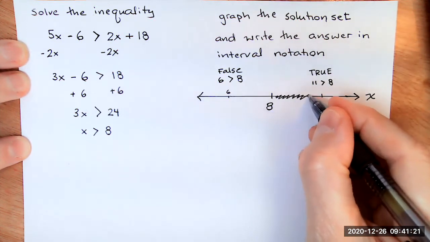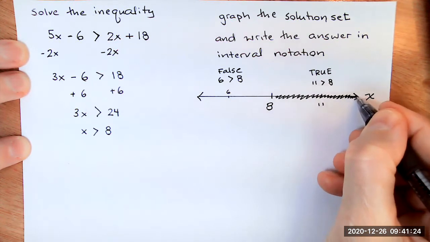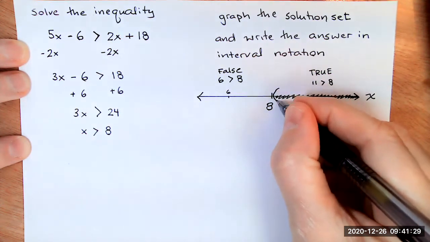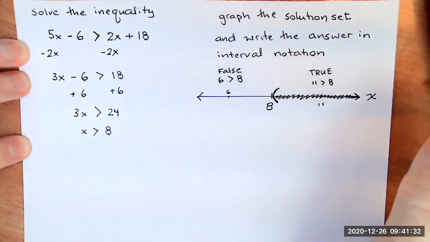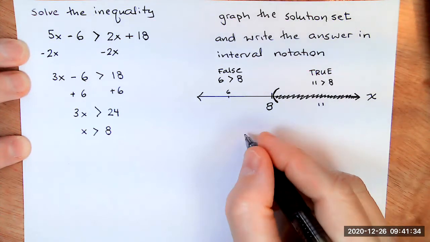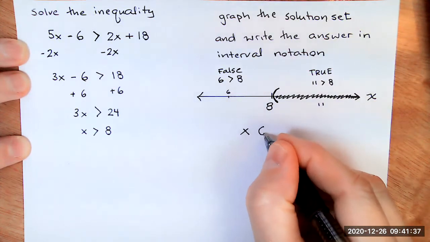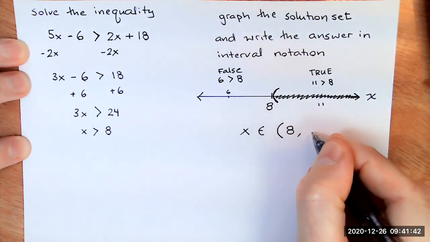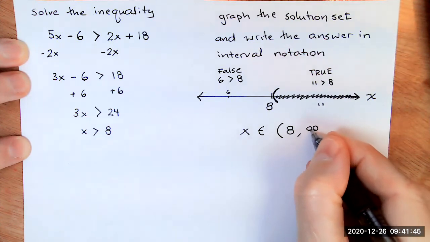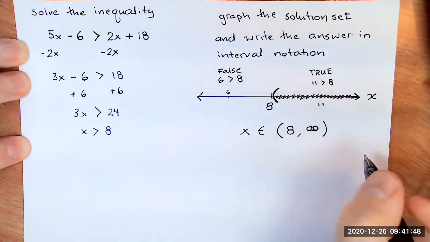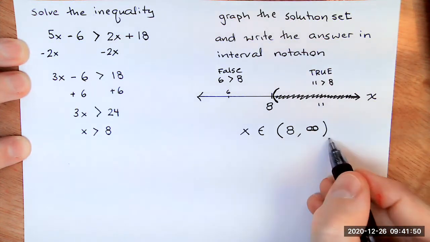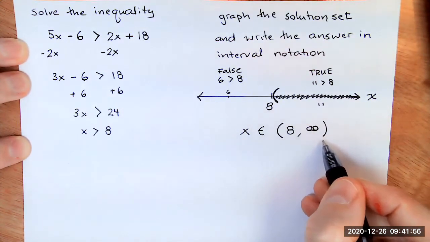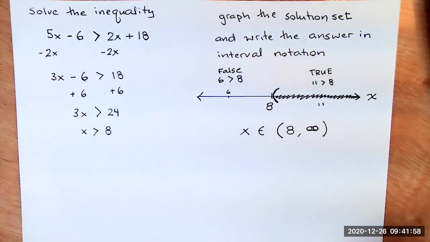So this is the solution set. It's a strict inequality, so you can use an open circle or a curly bracket. And then writing this in interval notation, x is an element of the set from 8 to infinity. And they both have curly brackets because the solution set does not include 8, and infinity is not a particular number. Let's do another one.